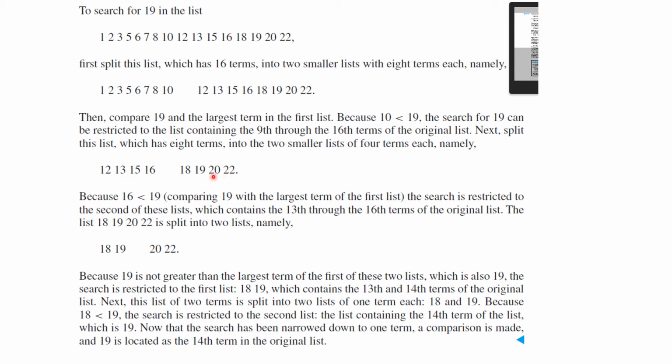And then I split this list in half, and it is here. Now, when I look into this, I know I'm going to look here. I can throw this away, and eventually I find the 19.